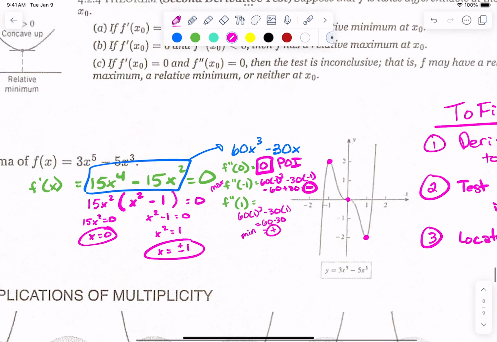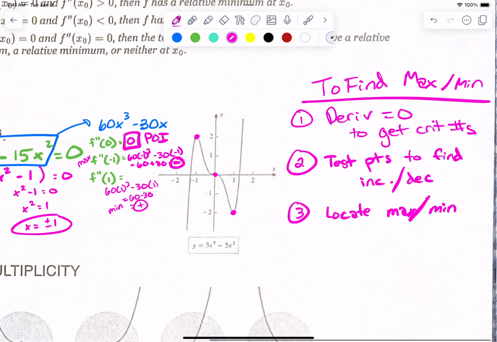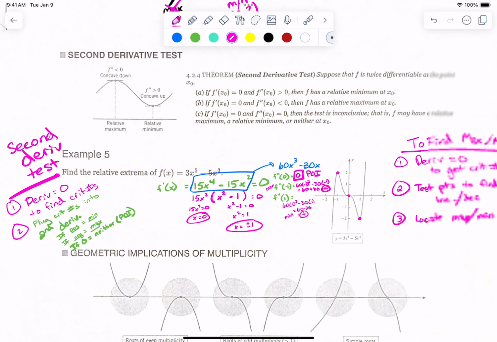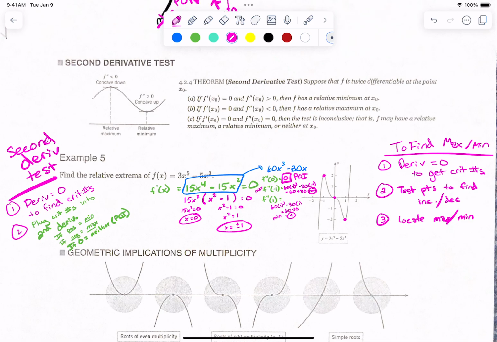That is maybe a shorter route than doing the whole dang table thing, right? And that's called the second derivative test. Okay? Second derivative test. Got it? Good? Is that okay for the day? We should just do that. If you're only looking for maxes and mins, that is a really fast route.